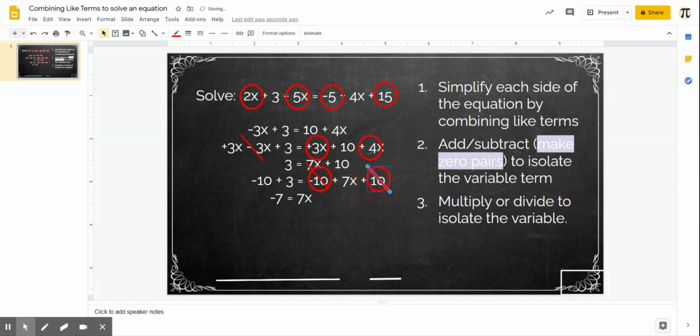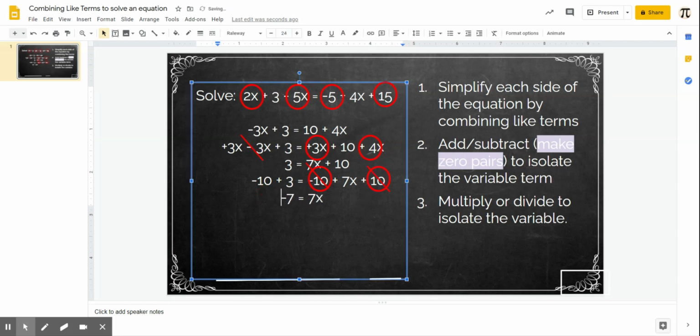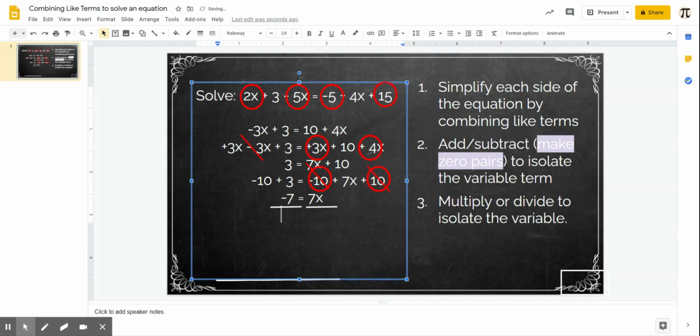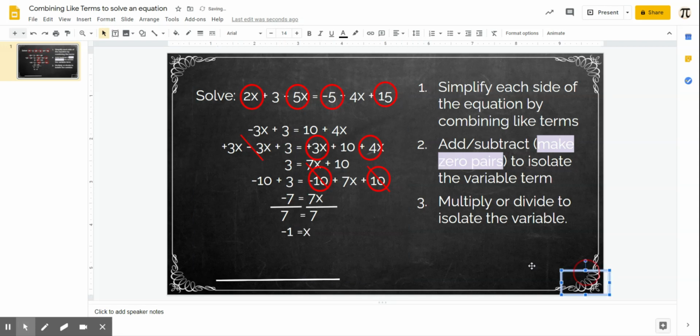Now I'm on to step 3, which is multiply or divide to isolate the variable. I need to get rid of this coefficient, and in order to do that, you're going to divide. We're going to divide each side by the coefficient of x, which in this case is 7. Negative 7 divided by 7 is negative 1. 7x divided by 7 gives me 1x. So my answer is x equals negative 1.